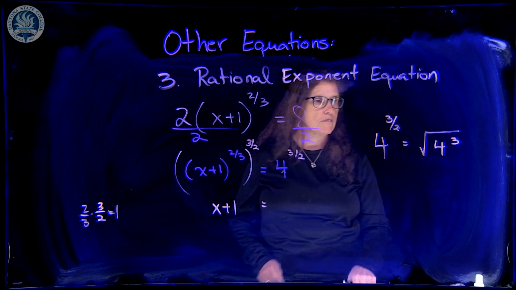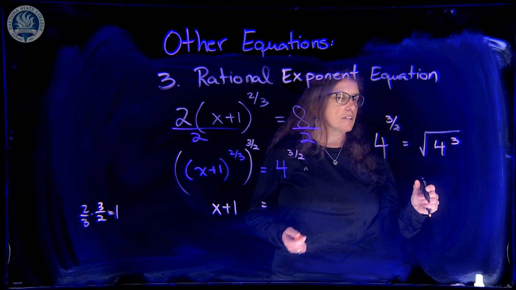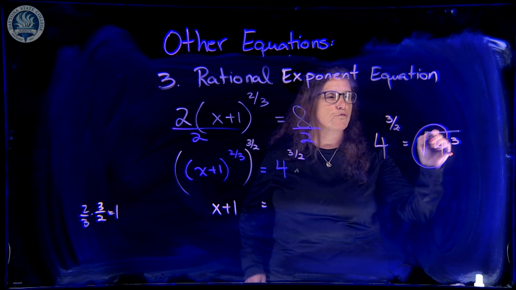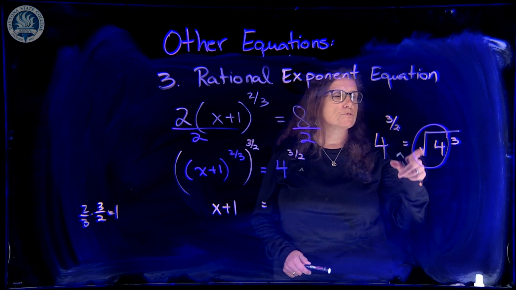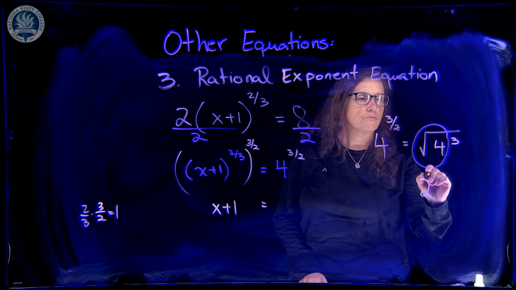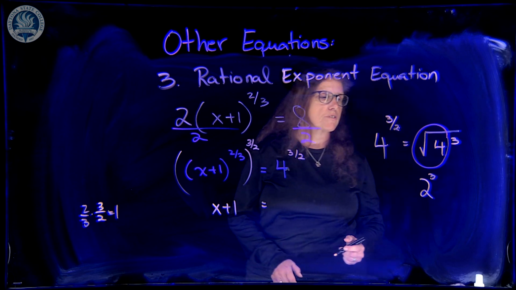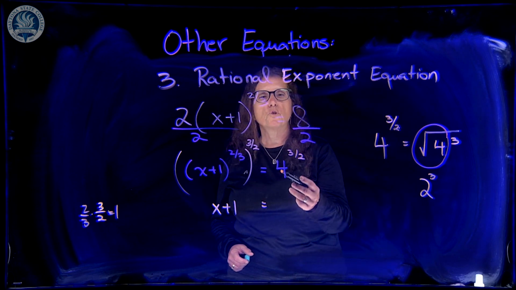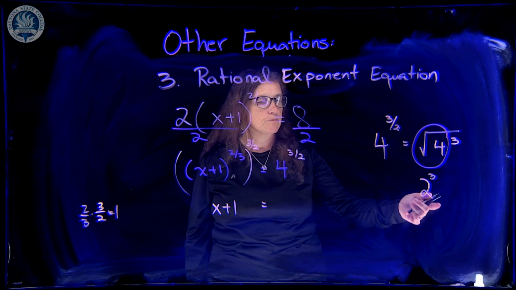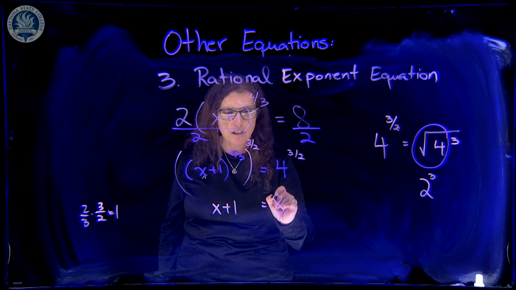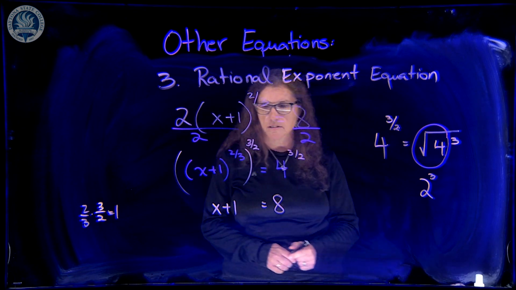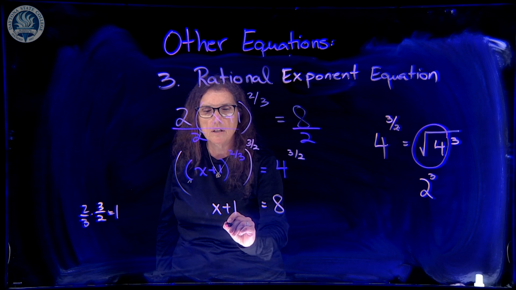Now to simplify that without a calculator, I always take the root first. So the square root of 4 is 2, and then we need to raise that to the 3rd power. So 4 to the 3/2 power simplified is 2 times 2 times 2, which is 8. Look at that. How nice and easy this problem has become.